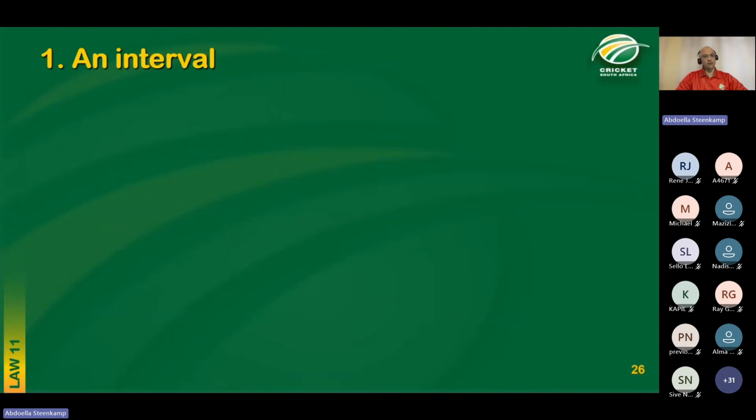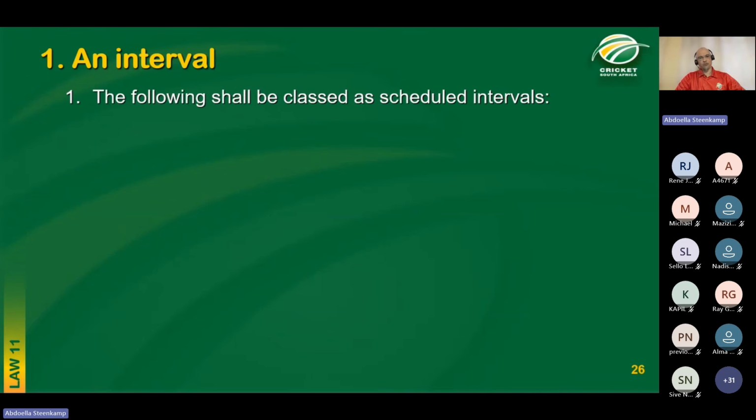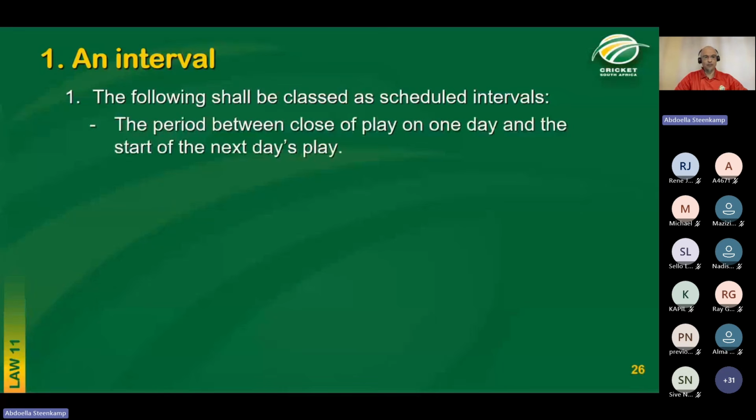When it comes to intervals, there are 5 examples of scheduled intervals. Scheduled intervals are intervals that are decided, and they're usually decided by the governing body of cricket for that competition before the game starts. Let's look at the first example of a scheduled interval. The period between close of play on day 1 and the start of the next day's play is seen in the law as a scheduled interval.